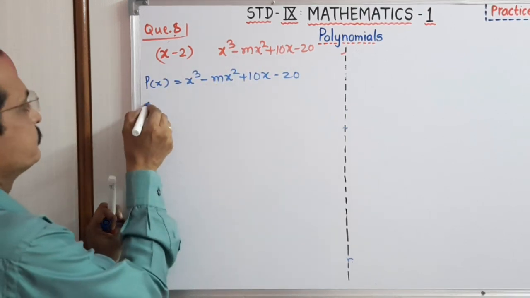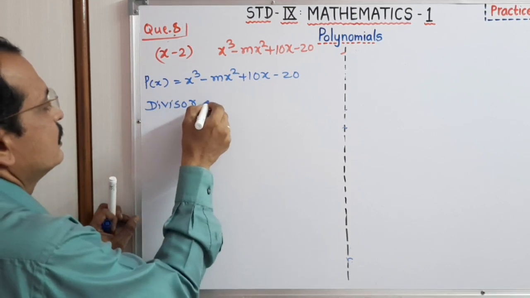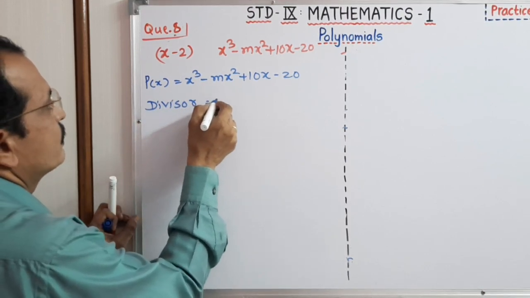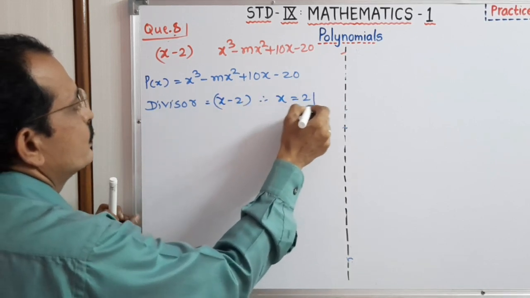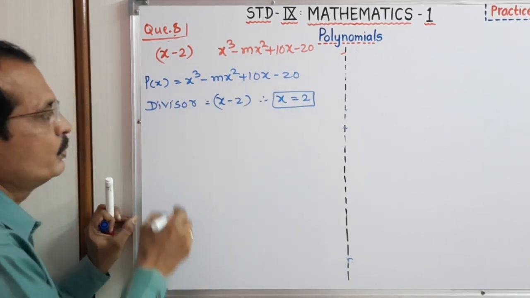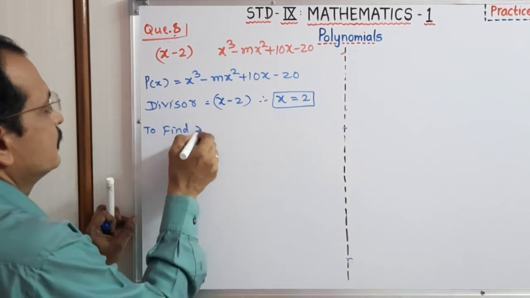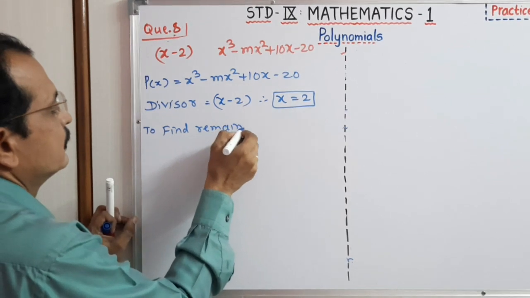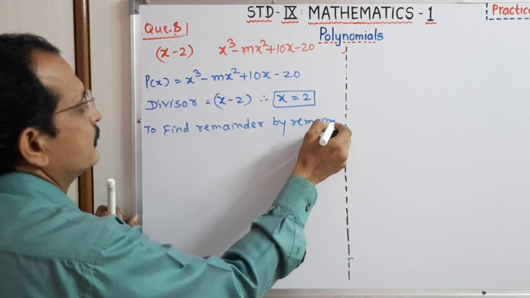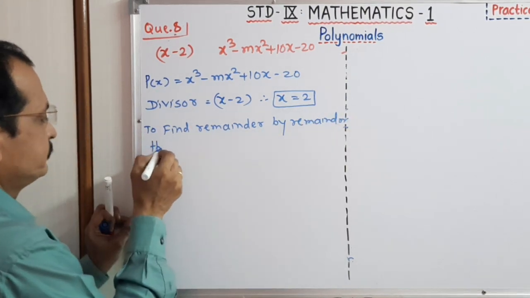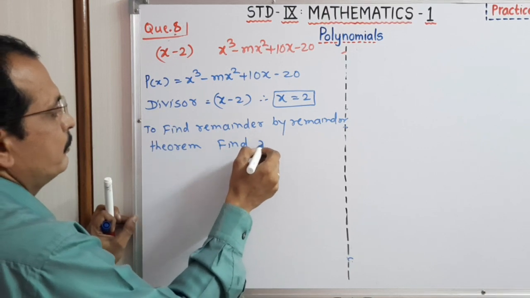Now see here, divisor is equal to x minus 2. Therefore x is equal to 2. Now see here, to find remainder by remainder theorem, find P2.